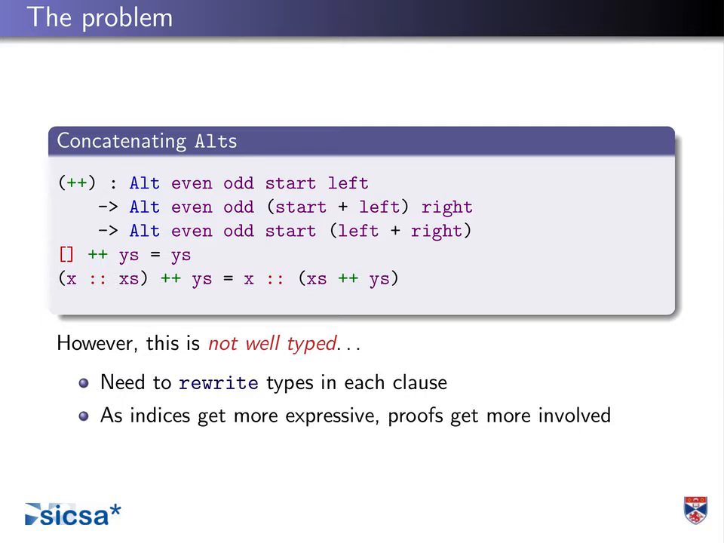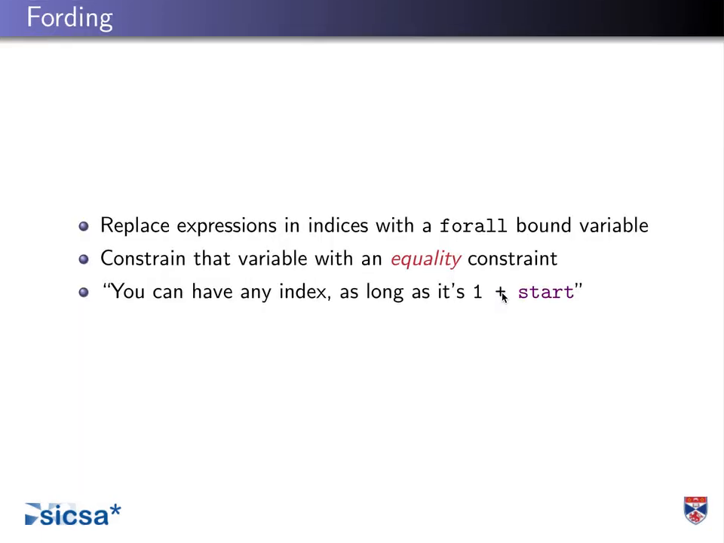So, even for a small problem like this, we have a surprising amount that we need to prove. A trick that you can use, and this isn't specific to Frex, but it's something that we take great advantage of in Frex, is the idea of fording. This is a term introduced by Conor McBride quite some time ago as a technique for implementing programs with tricky behavior in the indices.